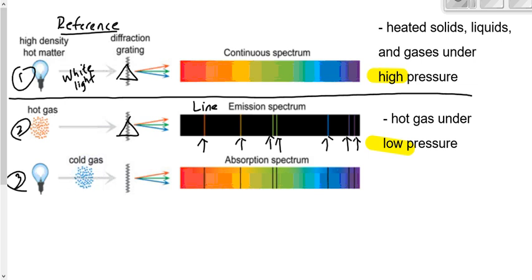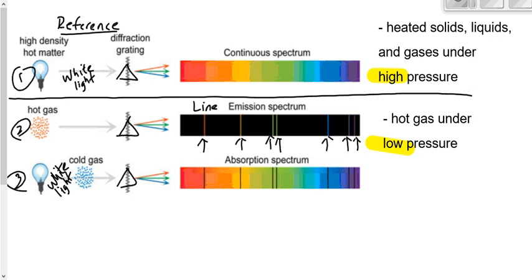Well, remember, you've got this hot solid or hot liquid or hot gas under high pressure. It generates white light, true white light. It generates all the colors of the rainbow. It just appears white. If it didn't go through the cold gas, it would go through the prism or diffraction grating and produce a continuous spectrum. But when it goes through the cold gas, what does it do?